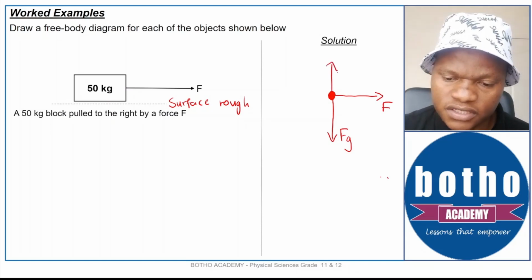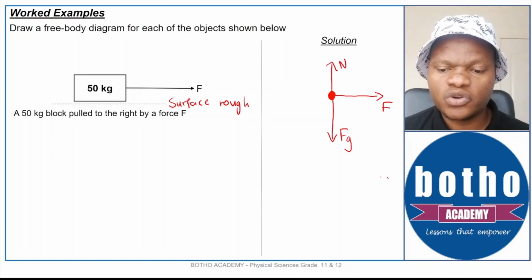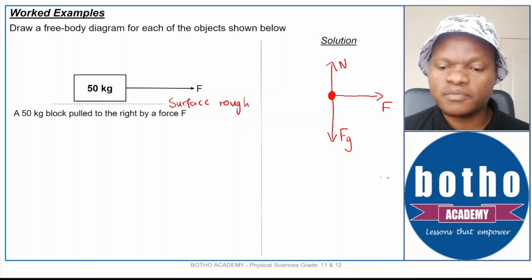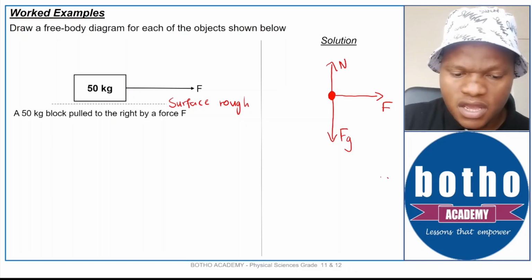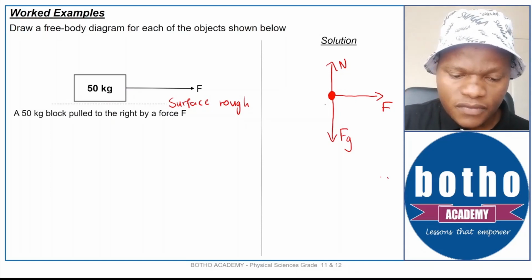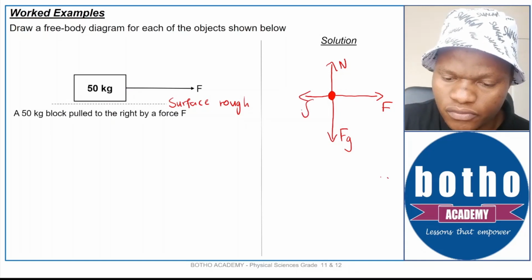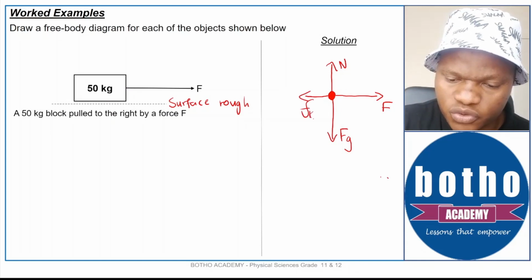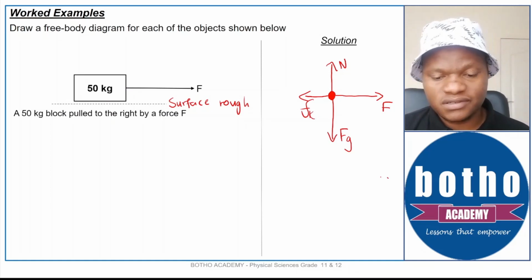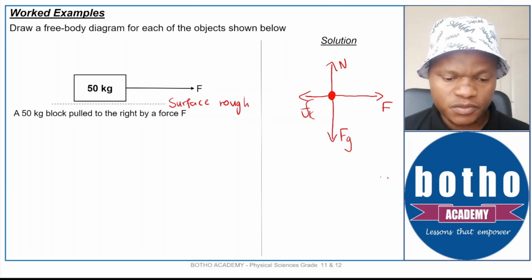As we can see, this is a horizontal surface, therefore the normal force must be perpendicular to the surface, and therefore it must be a vertical force. And lastly, if this is a box that is moving to the right, there will be a frictional force. If it is moving, this would be Fk. If it's not moving, that would be Fs. In this case, let's make the assumption that this is a moving object. It's pulled to the right.